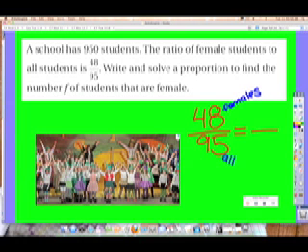Okay, you ready? Watch. Look, up here, 48 what? Over 95 what? All students. Females, they have to be on the top in the numerator. So that letter F has to be in the numerator because it's females. That's what I was telling Lauren a second ago. So females right here.